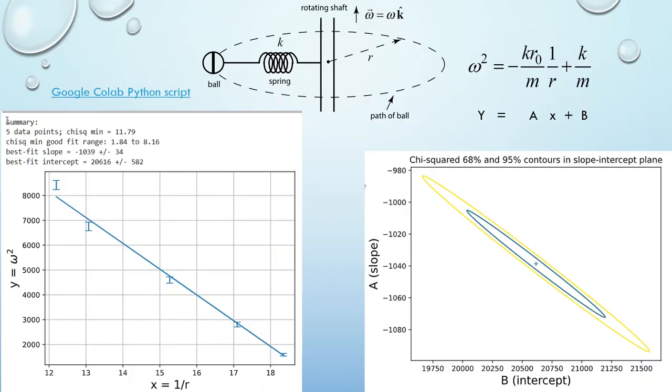Since the model has two parameters, chi-squared is no longer a parabola, it's a paraboloid centered over the best fit parameter values A and B. 68% and 95% contour lines are shown in the contour plot on the right. The contour plot tilt isn't surprising, as it indicates that parameters A and B are correlated. We see from the model in the upper right that both A and B include spring constant K, so both parameters are in fact correlated.